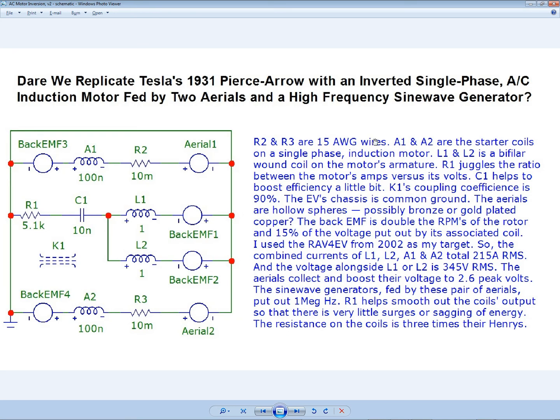Let's see. I'm reading through this to make sure I didn't... Oh, the chassis of the electric car is the common ground over here. The circuit has to be grounded.